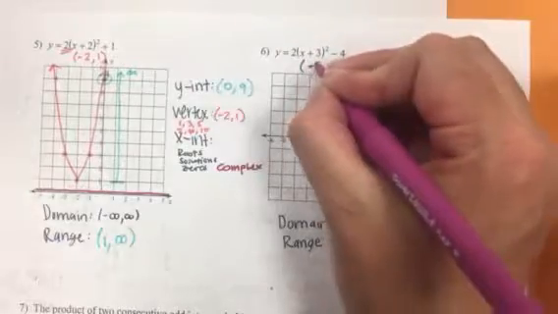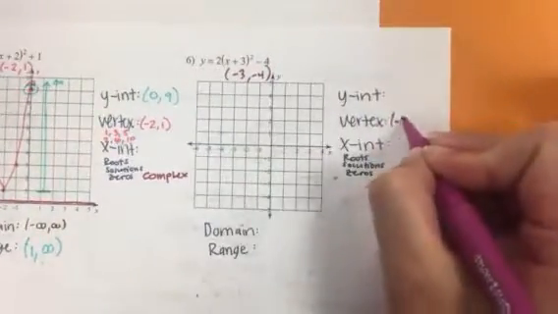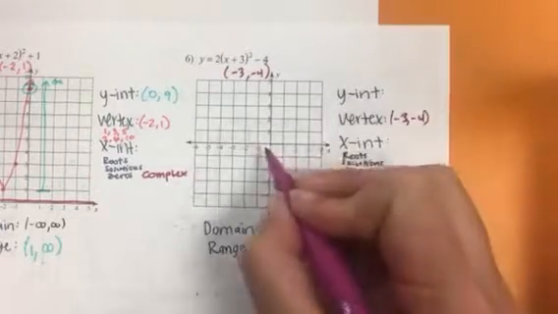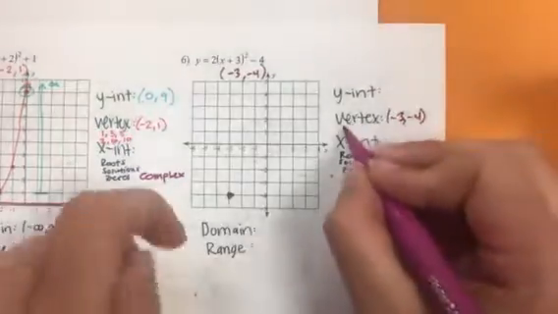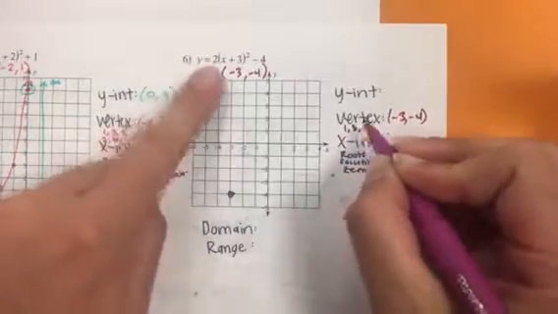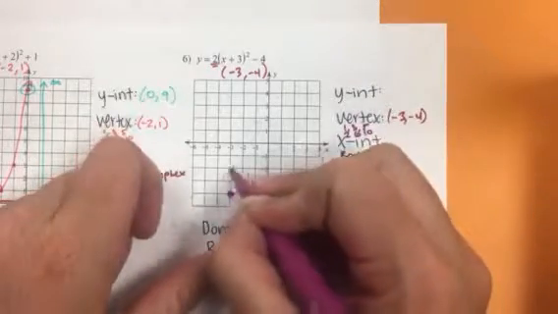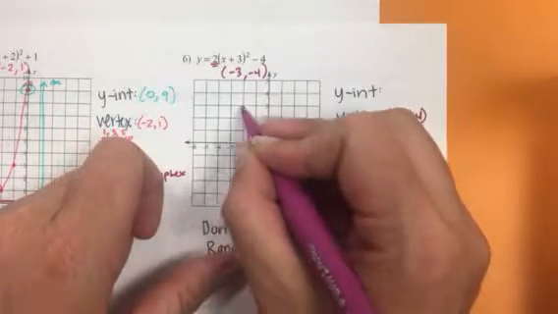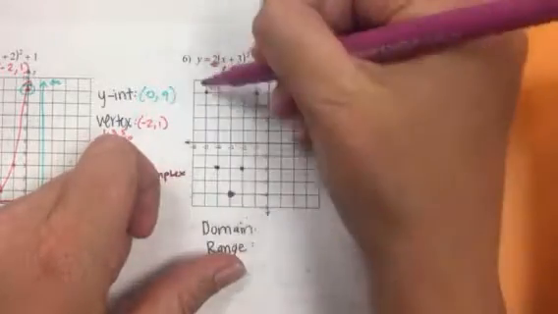Six, our vertex is negative 3 and negative 4. And our rate is 1, 3, 5, but because of the 2, it's going to double to 2, 6, 10. Two, 6.